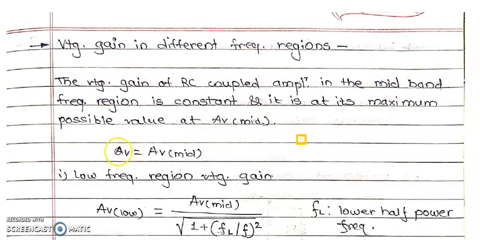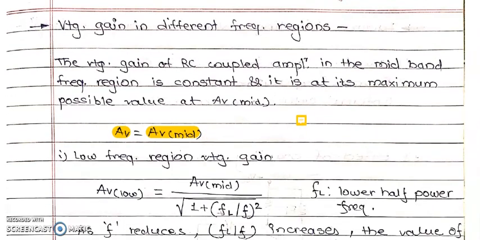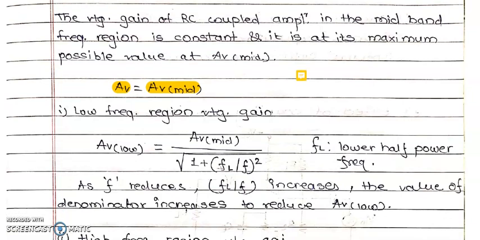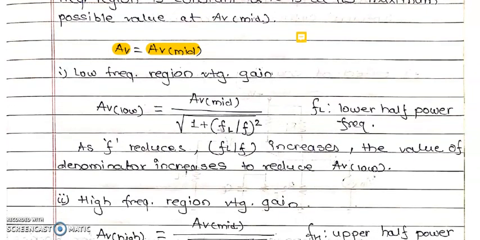So voltage gain AV is equal to AV mid in case of mid band frequencies, while in case of the low frequency region the voltage gain is represented as AV low, which is equal to AV mid divided by square root of 1 plus (FL divided by F) squared, where FL is the lower half power frequency.